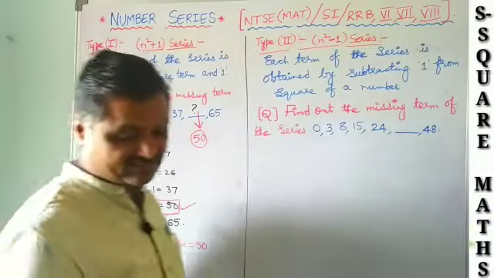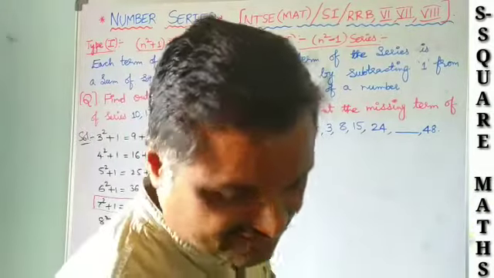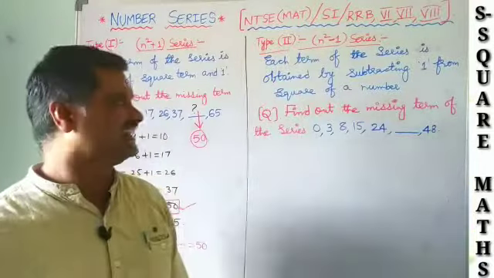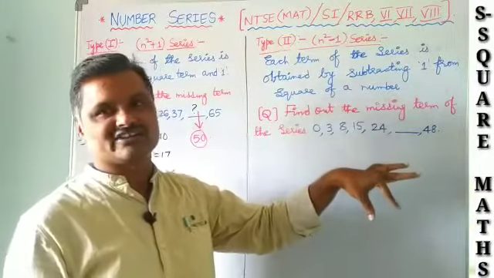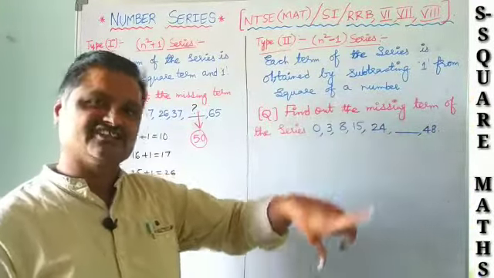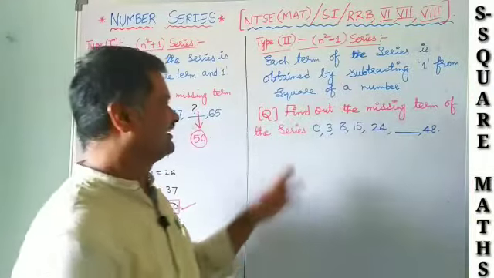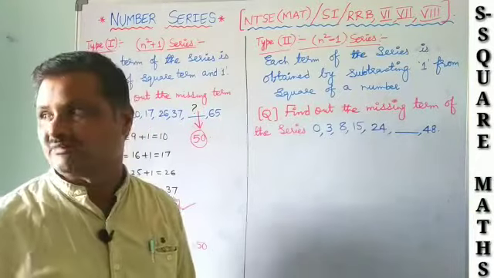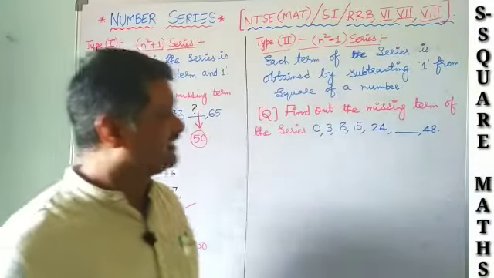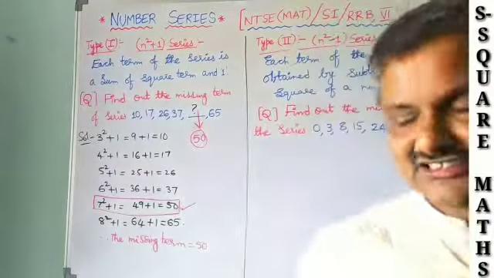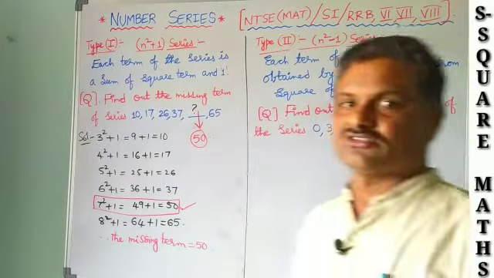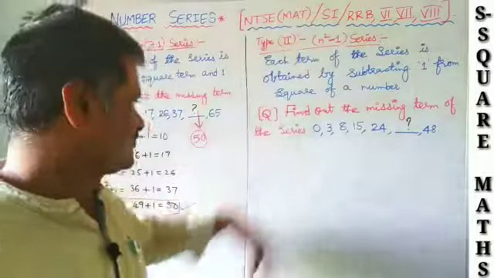Next series is our n square minus 1 series. Each term of the series is obtained by subtracting 1 from the square of a number. That's why it is the n square minus 1 series. Here, find out the missing term of the series 0, 3, 8, 15, 24, and the missing term we should find is the question mark next to 48. So let us go for substitutions now.